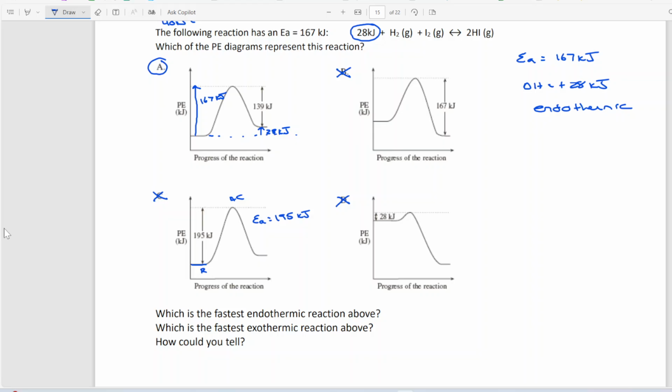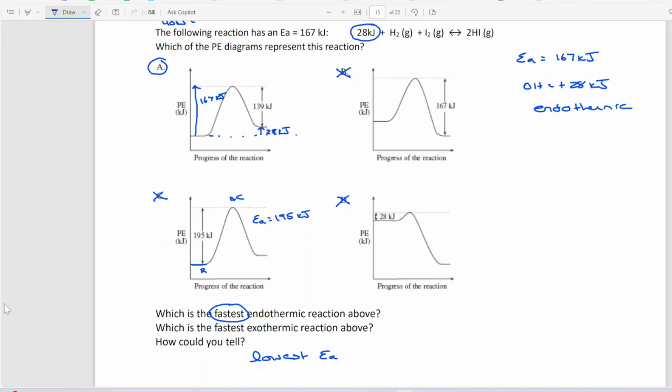Now, two follow-up questions. First one being just as a sort of reminder of some of the stuff we've already covered. Which is the fastest endothermic reaction? Which is the fastest exothermic reaction? And how could you tell? So how can we determine which is going to be the fastest? Well, you're going to be looking for the one with the lowest activation energy.